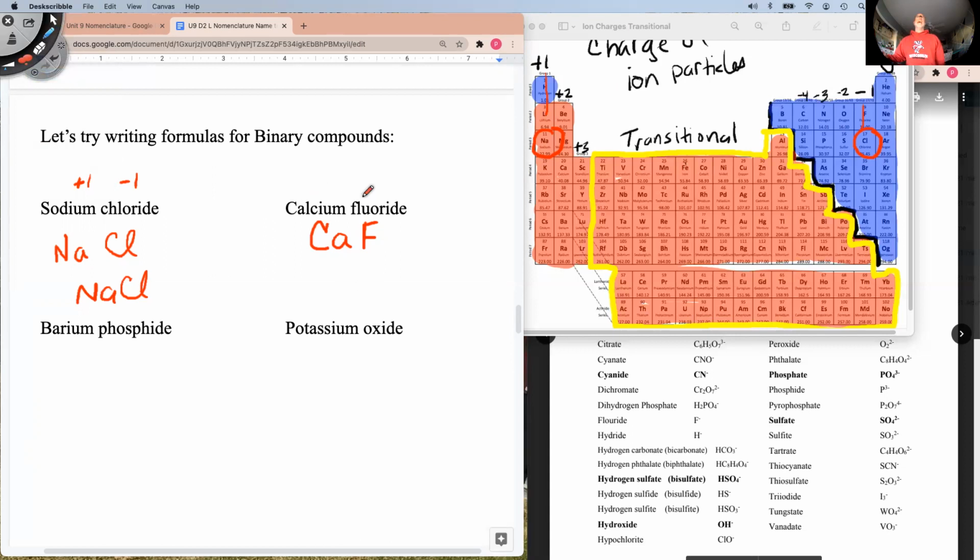All right. Calcium, if we take a look, calcium has what charge? That's what we want to find. Well, calcium has a 2+ charge. Fluoride has a -1 charge. Do those charges cancel out? No. What are we going to need? You're going to need another 1- charge, right? Because fluorides only come in packages of 1-.